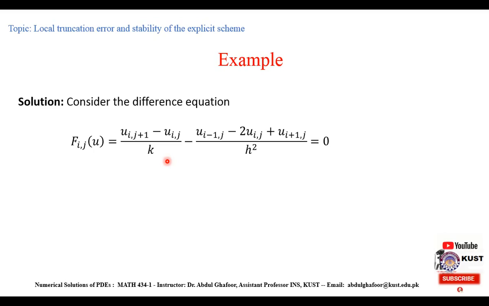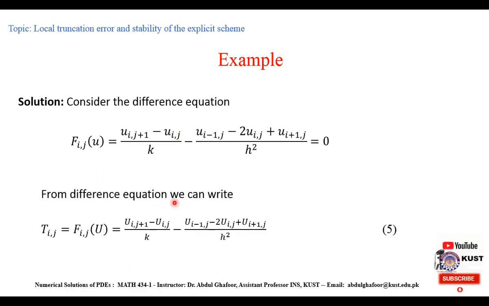The solution is: consider the difference equation for the partial differential equation, which is Fij of u equal to (u(i,j+1) minus u(i,j)) divided by k minus (u(i-1,j) minus 2u(i,j) plus u(i+1,j)) divided by h square equal to 0. From the difference equation we can write Tij equal to Fij of U equal to (U(i,j+1) minus U(i,j)) divided by k minus (U(i-1,j) minus 2U(i,j) plus U(i+1,j)) divided by h square.